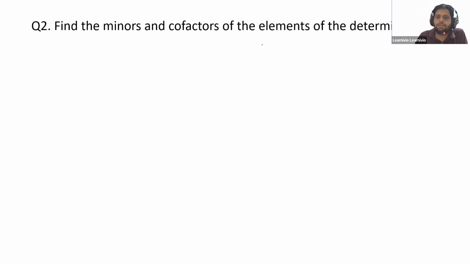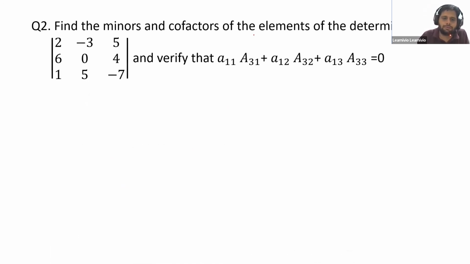Okay, so next, the question is: please find the minor and cofactor of the third row, row 3, and then verify this. Please complete this. There's no need to find the cofactors of all. Please find the minor and cofactor of row 3 only and verify this.